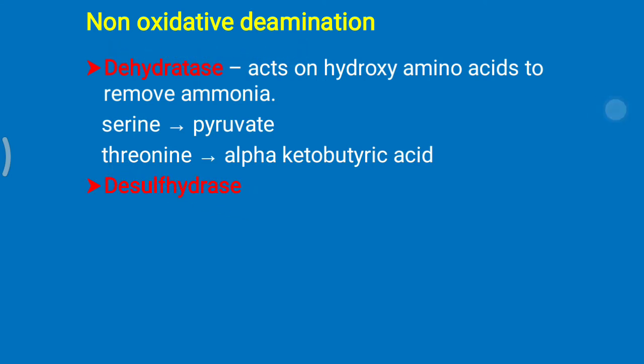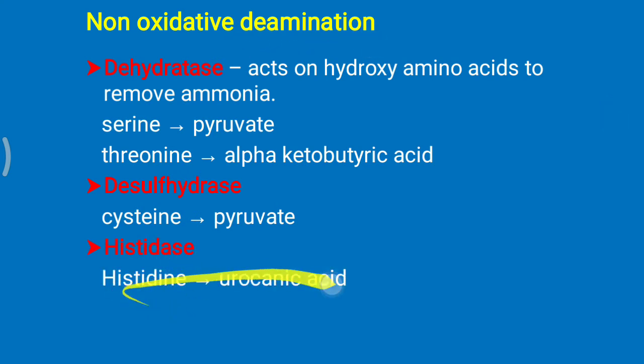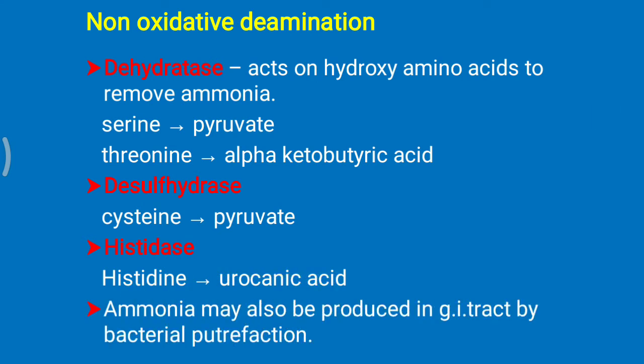In the same way, desulfhydratase acts on the sulfur group containing amino acid, cysteine. That is also converted into pyruvate, and during that time ammonia will also be generated. Histidase: histidine is converted into urocanic acid by removing the ammonia, the amino group, of this amino acid.